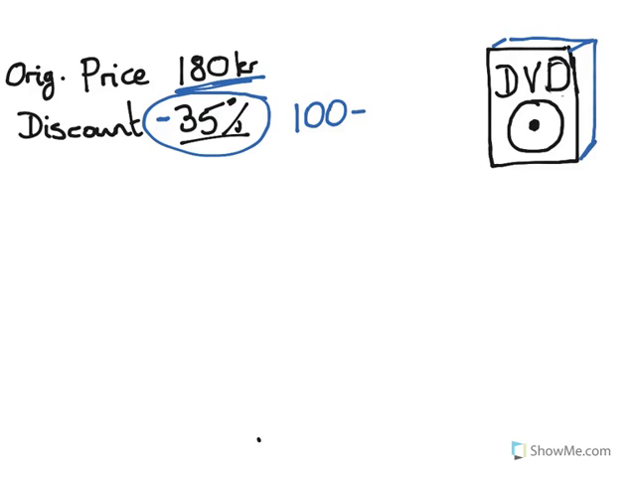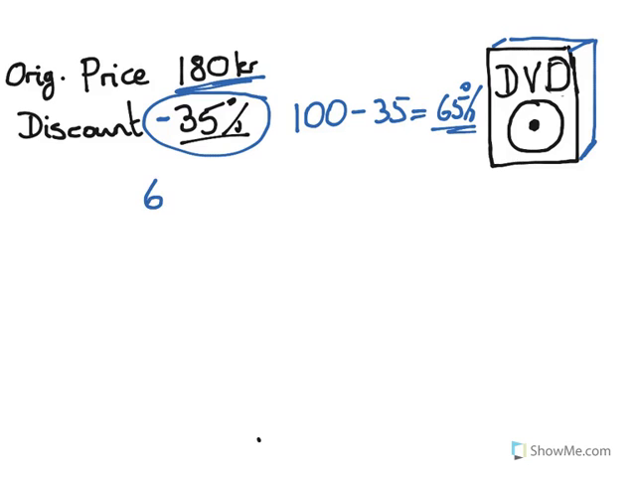Well, we'll be paying 100 minus 35%, which would be 65%. So the easiest thing I think to work out is, instead of working out first 35% and subtracting, to actually work out what the question's asking us. And it's asking us, how much money are we going to pay? Well, we're going to pay 65% of 180.